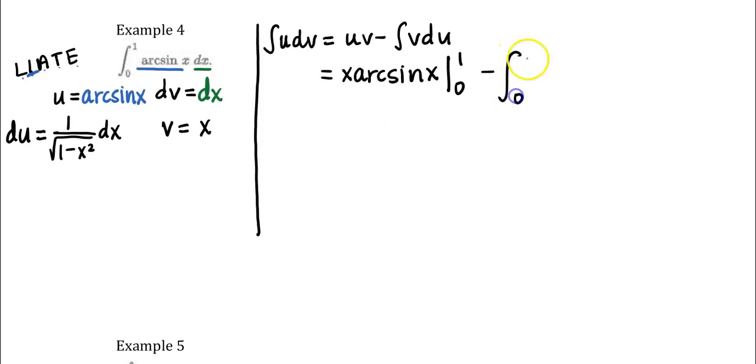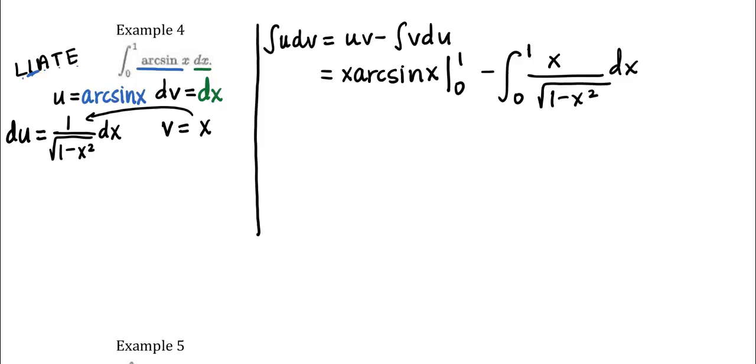When I put my integral in, I'm still going to have these limits on it. Inside the integral, we have v du. That is x multiplied by this fraction here. So I'll multiply the x by the 1 in the top. The dx stays on the end. And I have 1 minus x squared in the denominator under the square root.